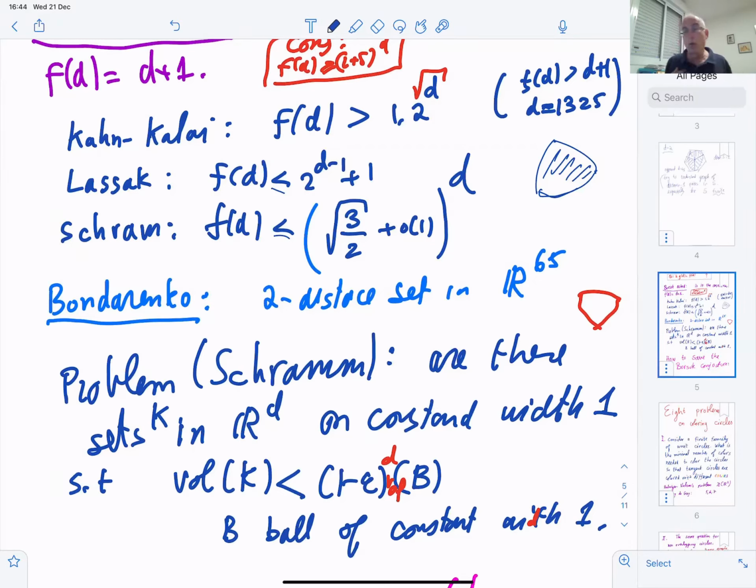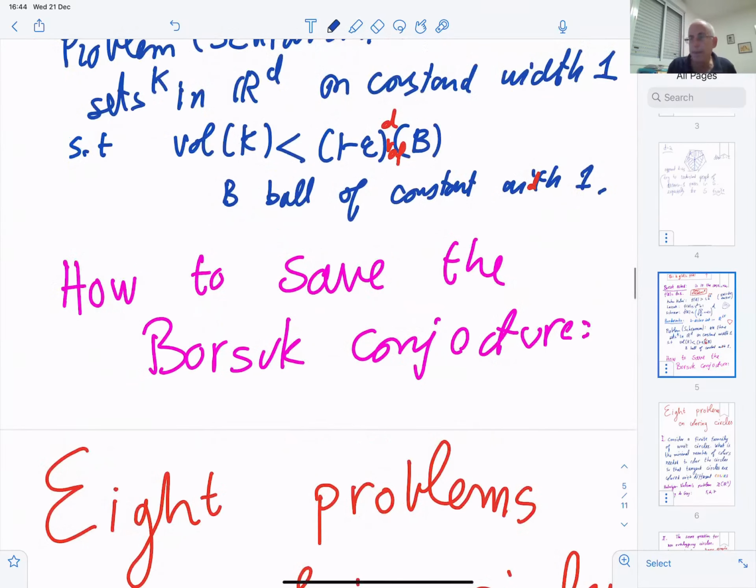The other question is what happens in low dimension. So the record now is 65. Is the Borsuk conjecture correct in dimension 4 and 5 and 6? This is also completely mysterious. But I want to talk about something slightly different, which is, can we still save the conjecture? We did something irresponsible by finding counterexamples to the conjecture, and now we need to save it.